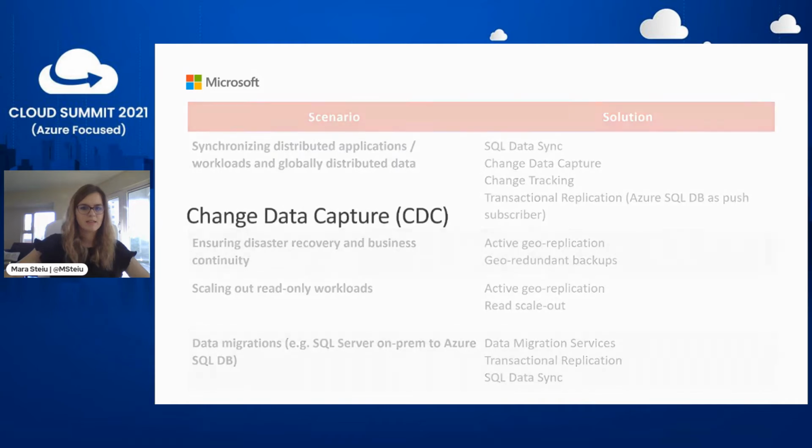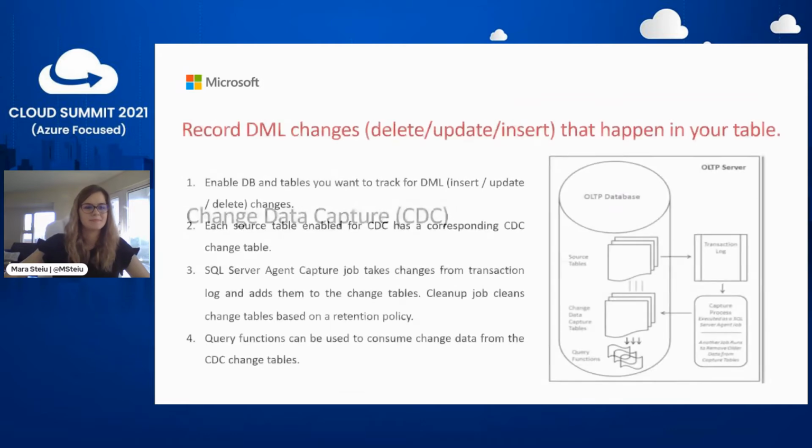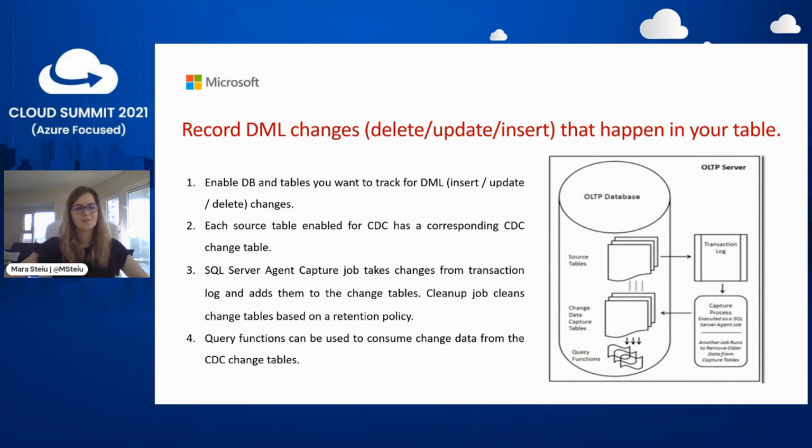Okay, so let's get started. We're going to look more at change data capture. Change data capture helps you record data modification language changes. As you can see in this diagram, you first enable change data capture at the level of the database that you want to track changes for. Once you enable it at the level of your database, you look at the source tables and you enable it at the level of each table that you want to track for changes.